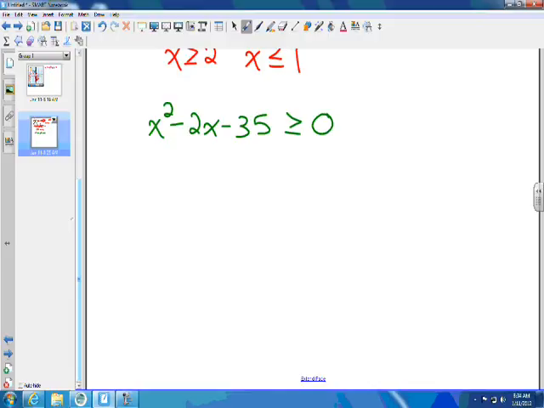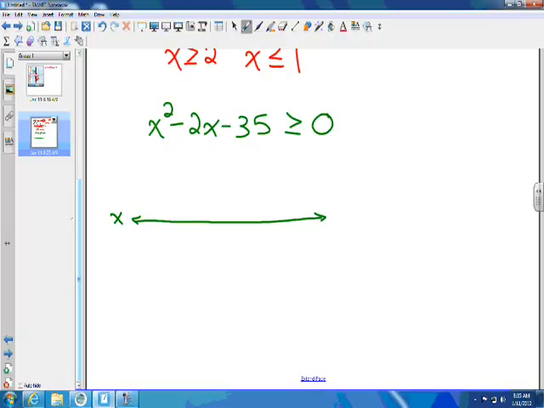So again, get your calculator out. We've got to find the zeros. That's pretty much the first thing we have to do. You can go ahead and sketch your x-axis there if you want to. But we've got to find the zeros. So y equals x squared minus 2x minus 35 and hit graph.